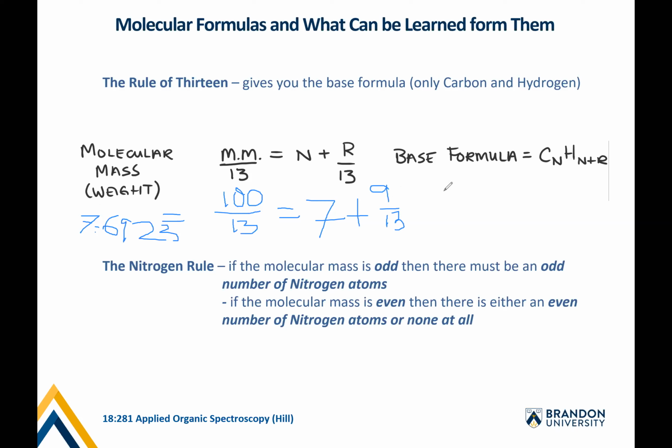So this is basically the formula. Our base formula for this molecule would be C7H, 9 plus 7 is 16, so C7H16. And you can check that this is correct by taking 12 times 7, which is 84. Carbon has an atomic mass of 12. Hydrogen is 16. And so 84 plus 16 equals 100. So this will give you the base formula.